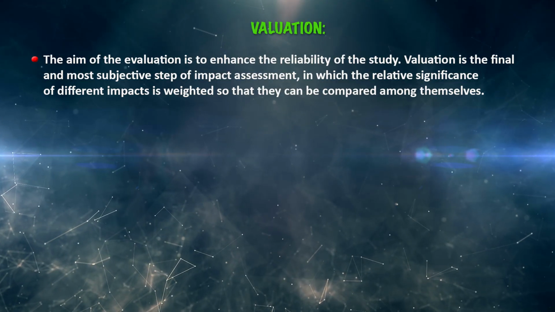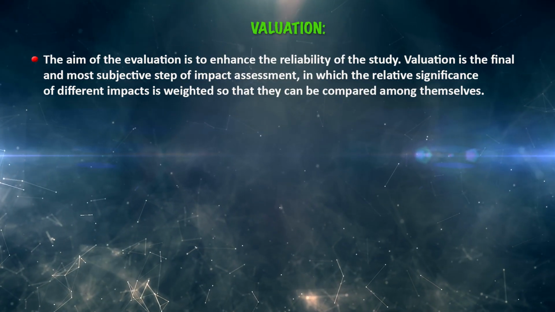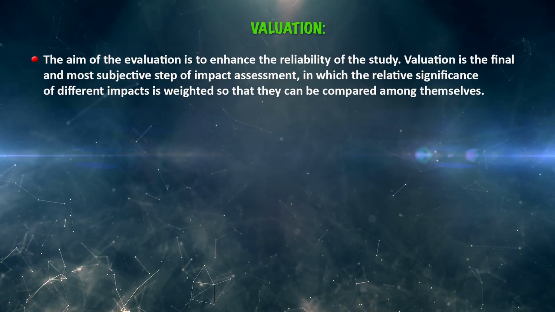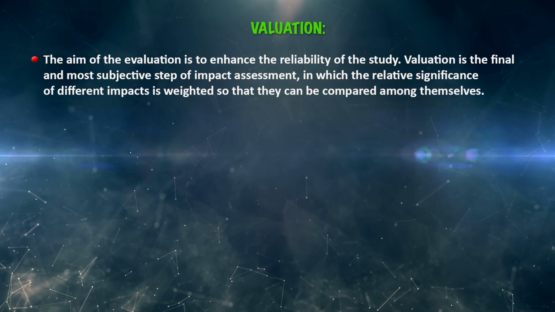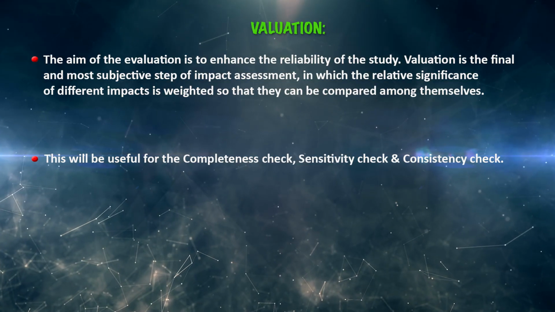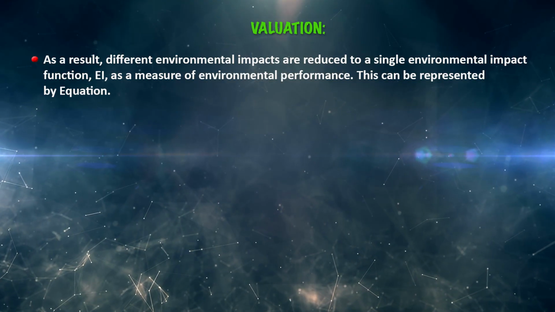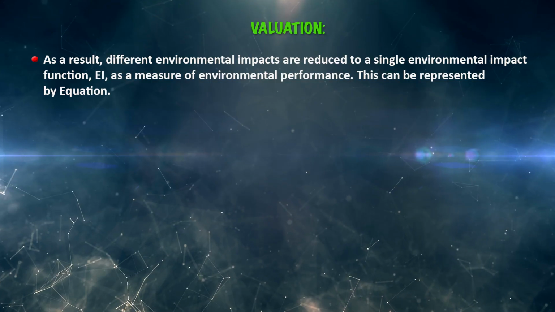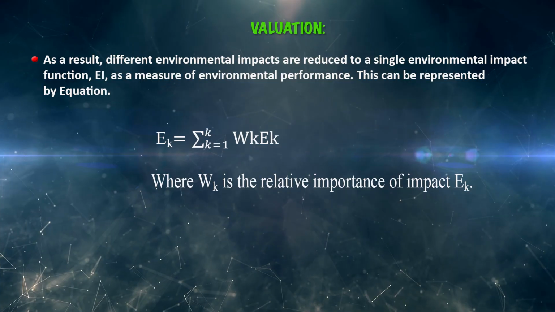The aim of the evaluation is to enhance the reliability of the study. It is the final and most subjective step of the impact assessment. In this, the relative significance of different impacts is weighted so that they can be compared among themselves. So, this will be useful for the completeness check, sensitivity check and also consistency check. As a result of these criteria, different environmental impacts are reduced to a single environmental impact function. So, it is a measure of environmental performance.